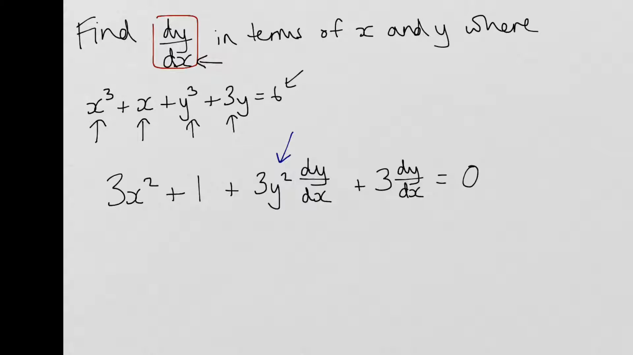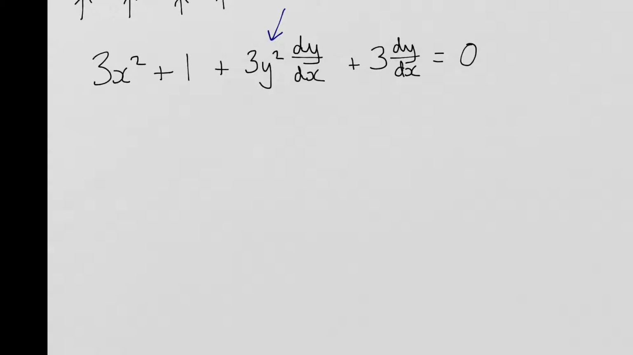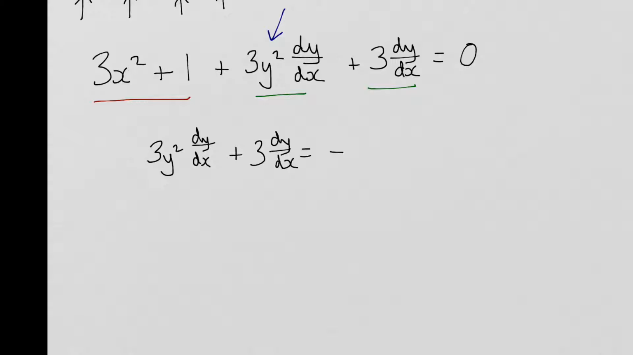Now, from this, we can find an expression for dy by dx. Let me show you how. If I decide now that I'm going to keep anything that's got a dy by dx term in it on the left-hand side, but anything that doesn't, I'm going to move it over to the right-hand side, I would get something that looks like this. So 3y squared dy by dx plus 3 dy by dx is equal to, taking the 1 over, minus 1, taking the 3x squared over, minus 3x squared.